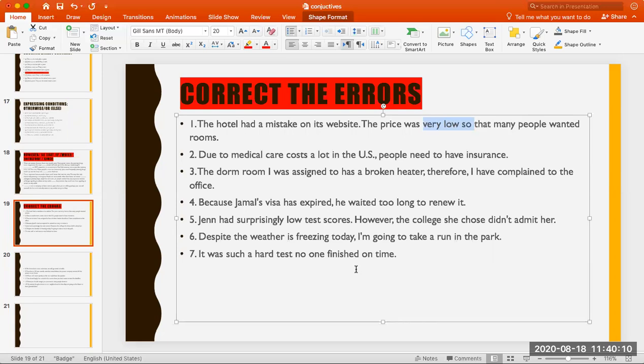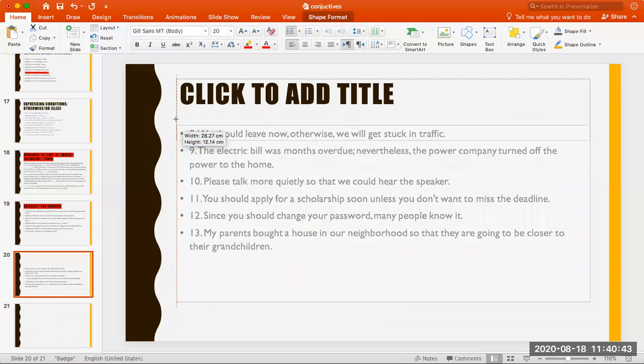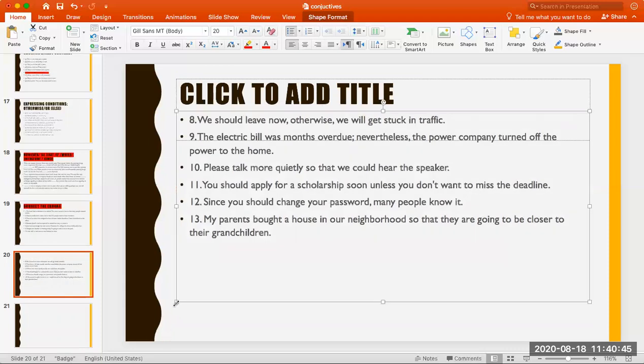Always pay attention to the subject and the verb and the connector, and how the connector has to be used. Due to medical care costs less. Remember, due to should be followed by a phrase. But here, there is a subject, medical care, and there is costs, which is a verb, so this is wrong. You can either replace the connector or turn the clause into a phrase. And also, finally, you can pause the video here and try to answer the questions given to you.